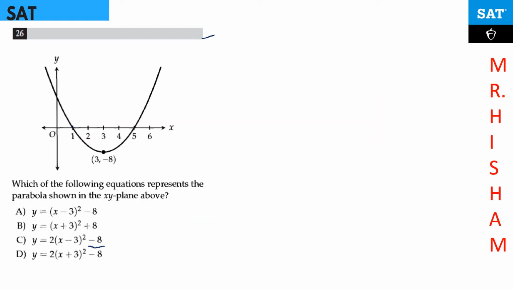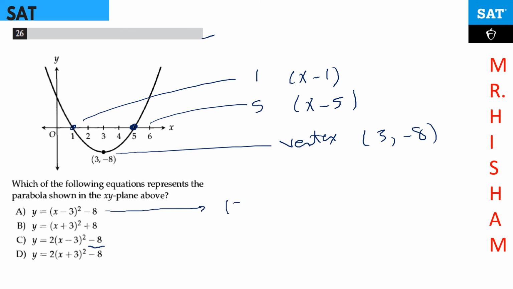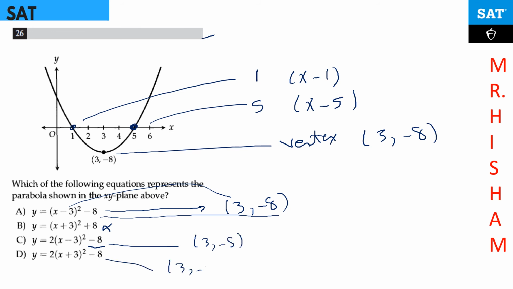Which of the following equations represents the parabola shown in the xy plane? It's clear to us that this parabola is passing through the points 1 and 5. So it's x minus 1 and x minus 5, right? I have two intersection points, right? And I have the vertex. The vertex is at the point 3 and -8. So which one of these? This one is in the form of 3 and -8, because h is 3 and the point is -8. And that one the same. No, this is -3 and 8. This one is 3 and -8, and that one is also 3 and -8.